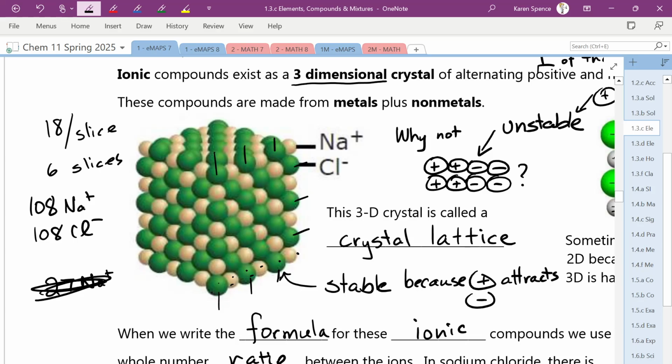Would it make sense for me to write the formula as Na108Cl108? No, that is ridiculous because the next day I might come across a sodium chloride crystal that has that many sodiums and that many chlorides. I can't be changing the subscripts every time I get a different size crystal. That's ridiculous. So when we have an ionic compound, we use the simplest ratio, which is always for sodium chloride 1 to 1. Okay?